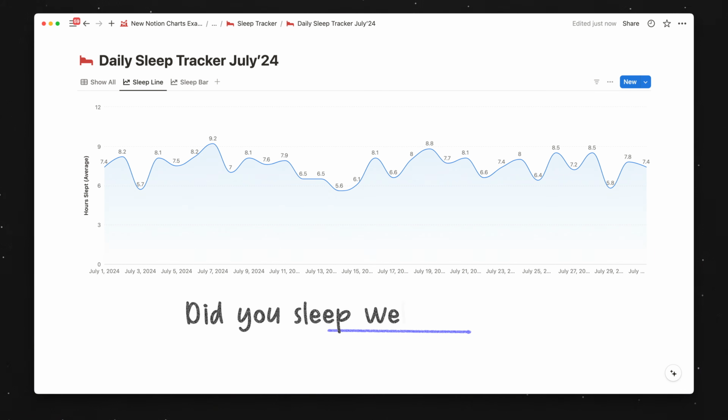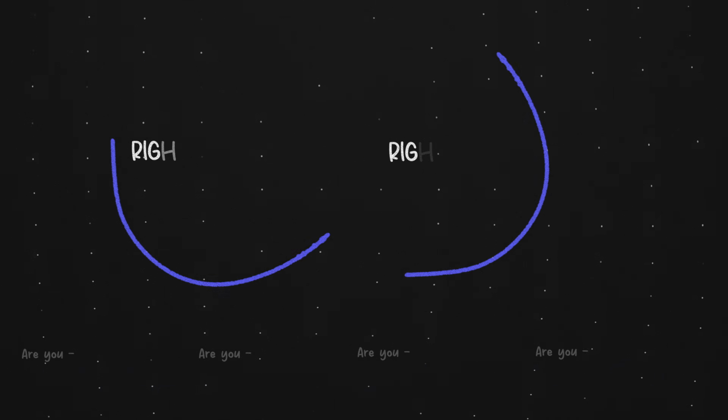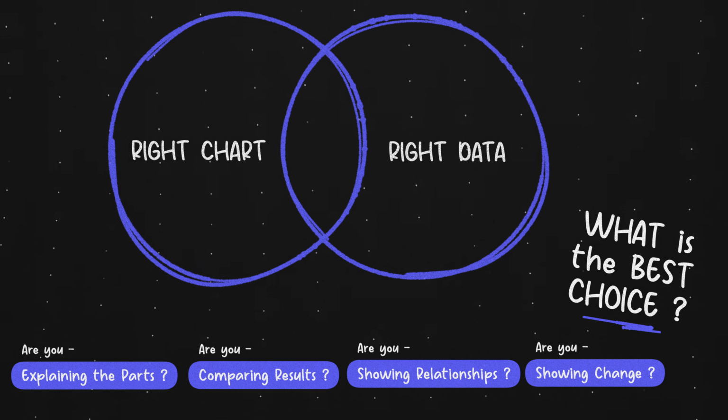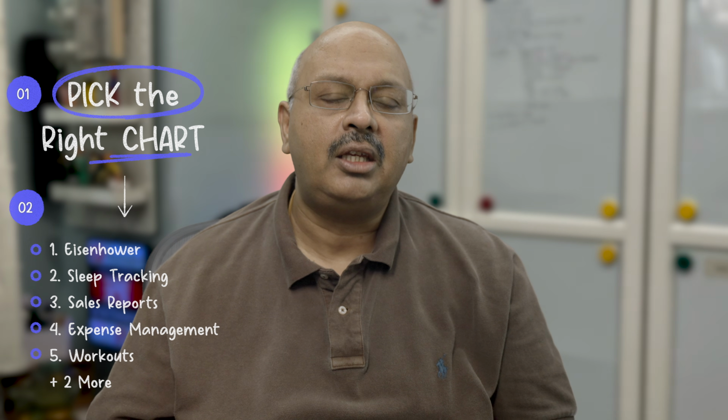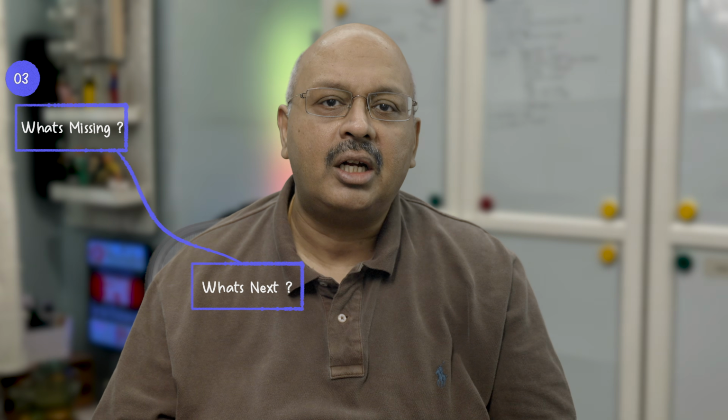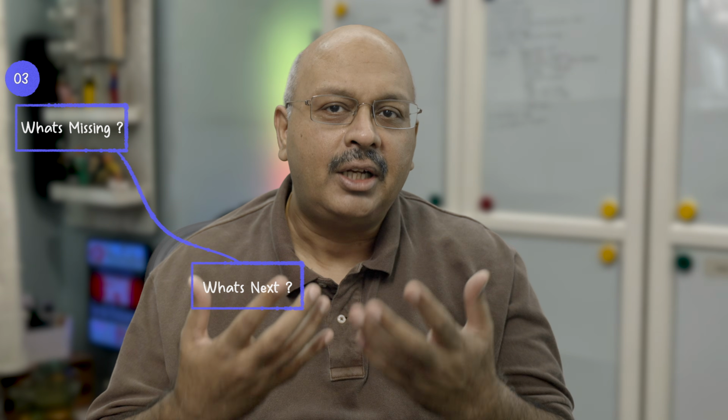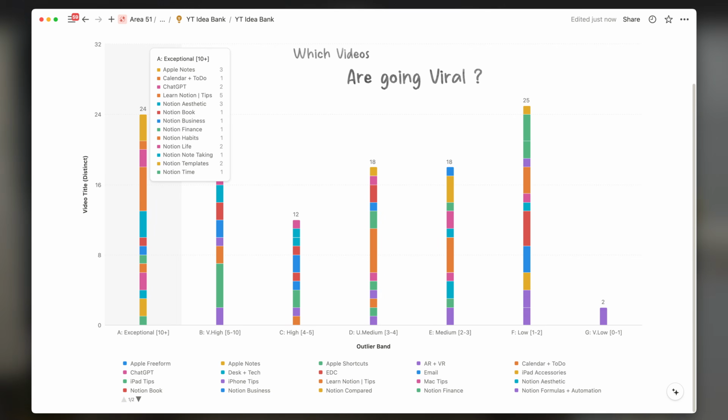A good chart can show information and ideas really clearly, so it's important to choose the right chart for your data. We will look at least 5 examples of how you're already tracking your information. Then we will talk about what's missing in Notion charts currently and what's coming up next to Notion pretty soon. Let's dive in.